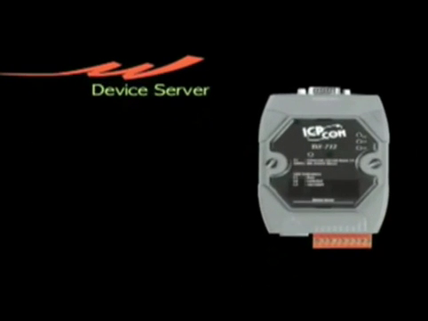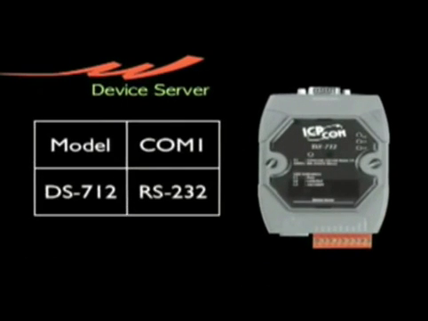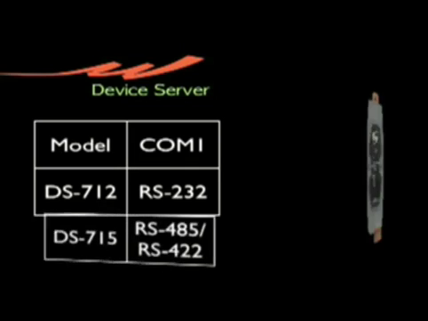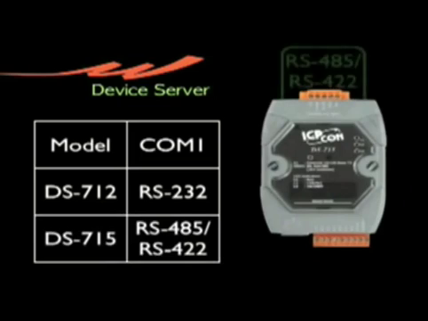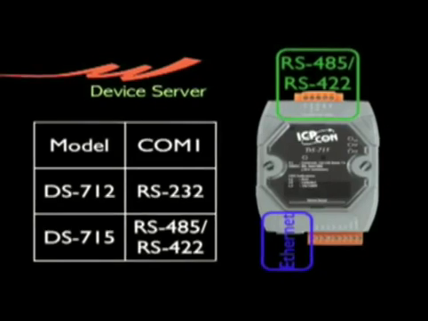In our device server family, we have DS712. It is equipped with RS-232 and Ethernet ports. This allows direct conversion of data from serial to Ethernet. DS715 is equipped with RS-485, RS-422, and Ethernet ports.